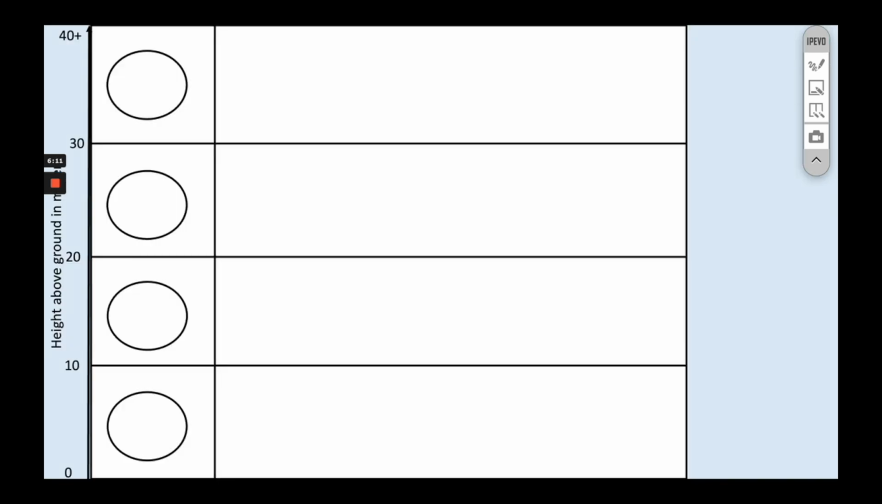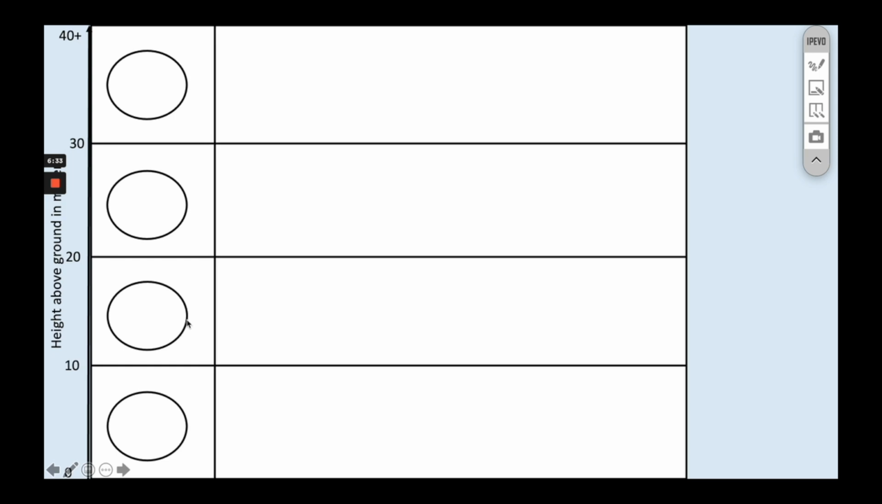So here is a copy of the diagram, and as you can see, on the left we've got the height above the ground in meters. So at 0, that is the forest floor, all the way up to 40 plus meters where we get our tallest trees. Now these circles represent the amount of sunlight that is getting to each layer of the rainforest, and we'll talk about those as well.